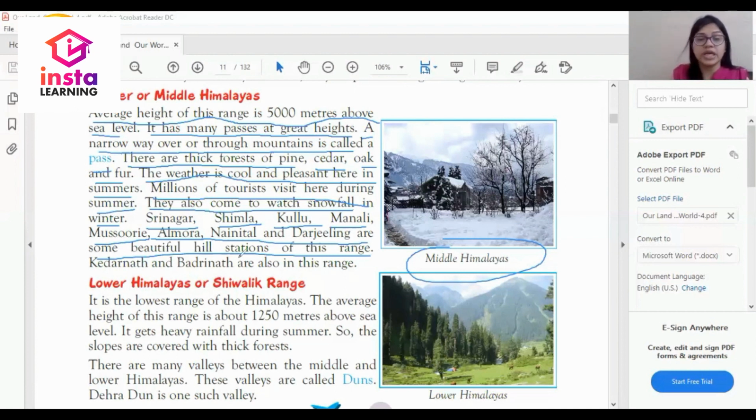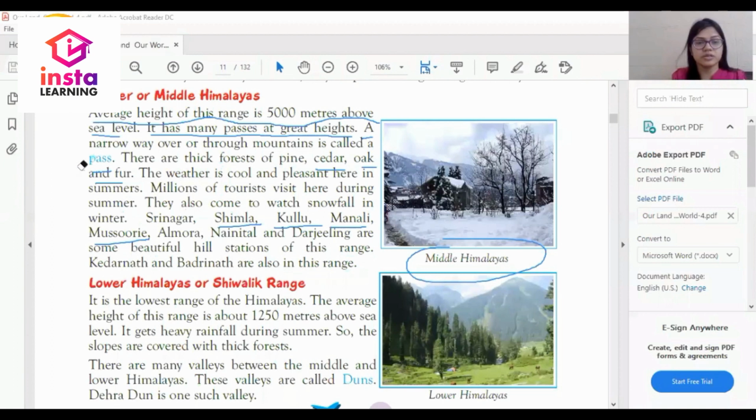Dear student, Kedarnath and Badrinath are also in this range. So, dear student, this is very important range which is lesser or middle Himalayas. Let's discuss the third one, which is lower Himalayas or Shivalik range.